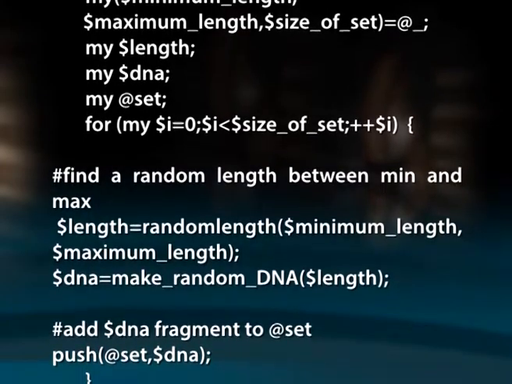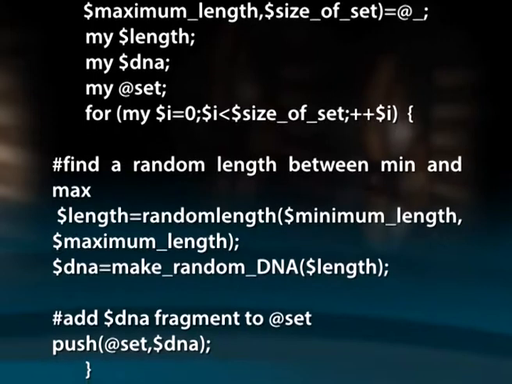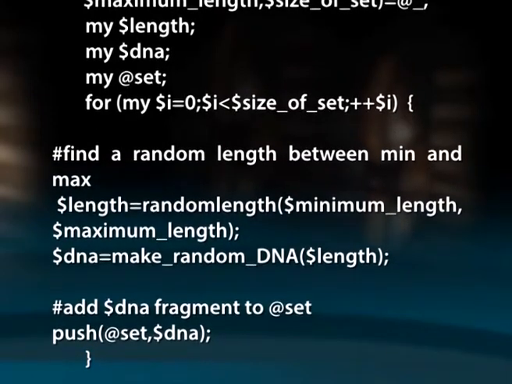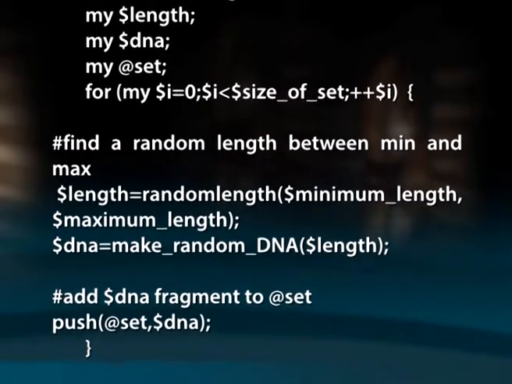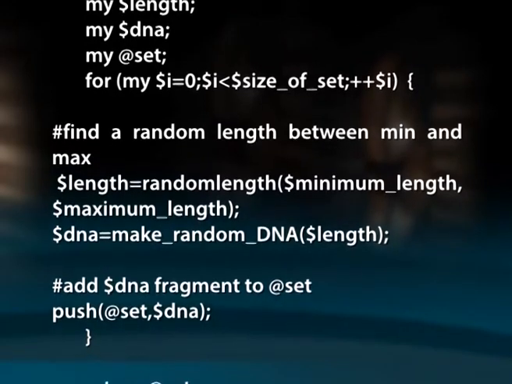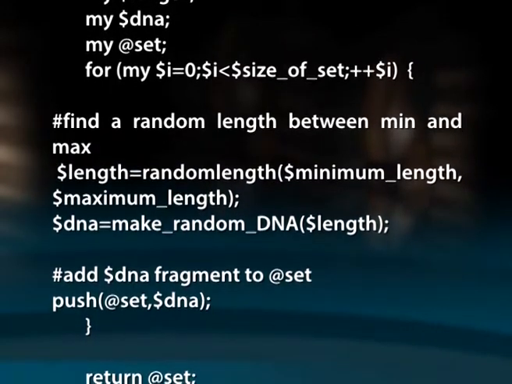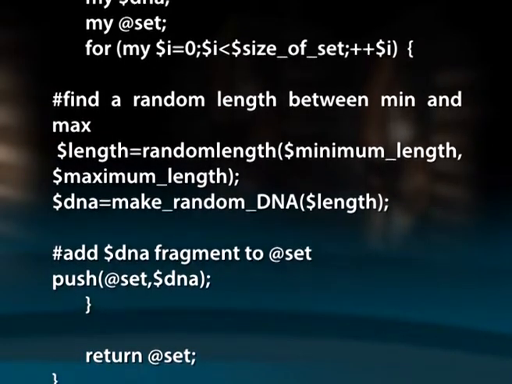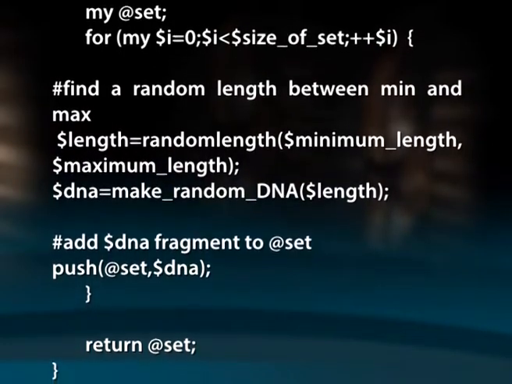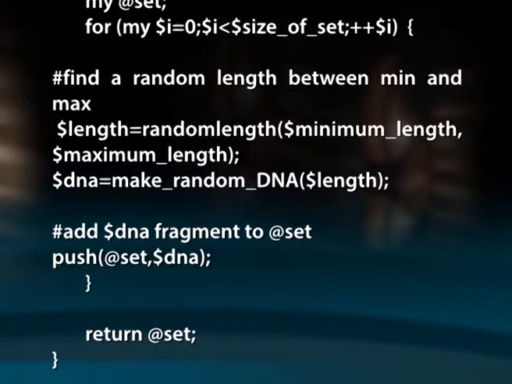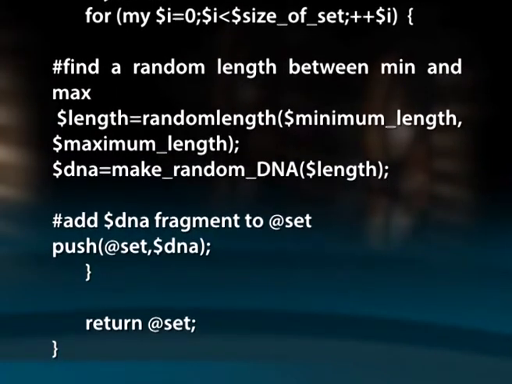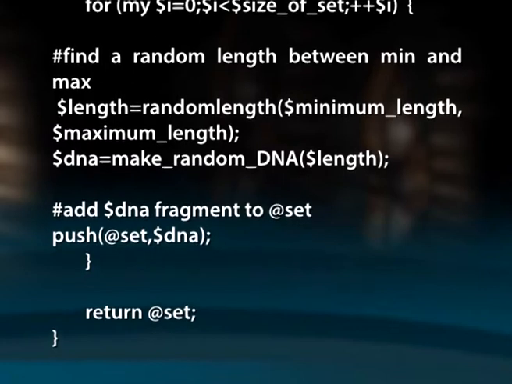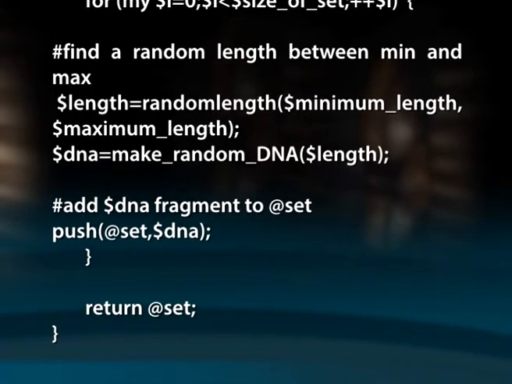Now, we have to find a random length between min and max. $length equal to random length of $minimum length and $maximum length. $DNA equal to make random DNA of $length. Now, add the $DNA fragment to the array set. For this, we use the function push. Push the set array and $DNA. Finally, return the array set.